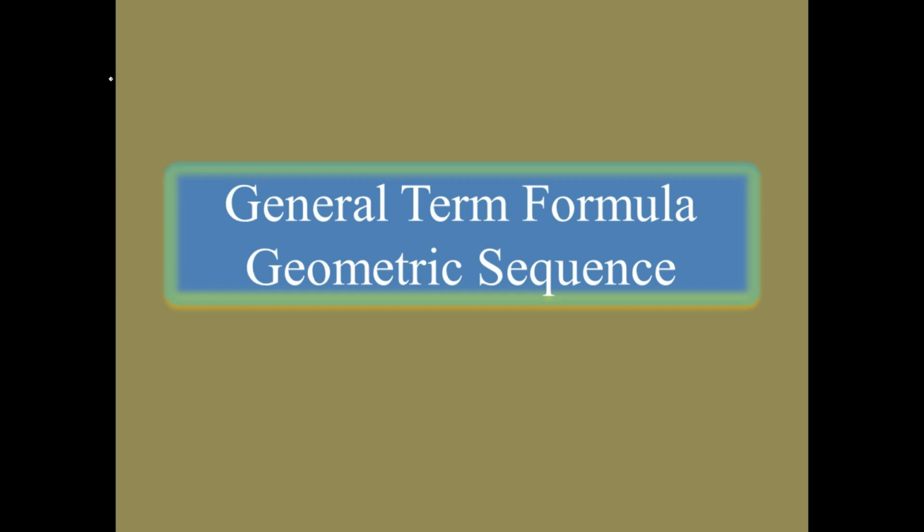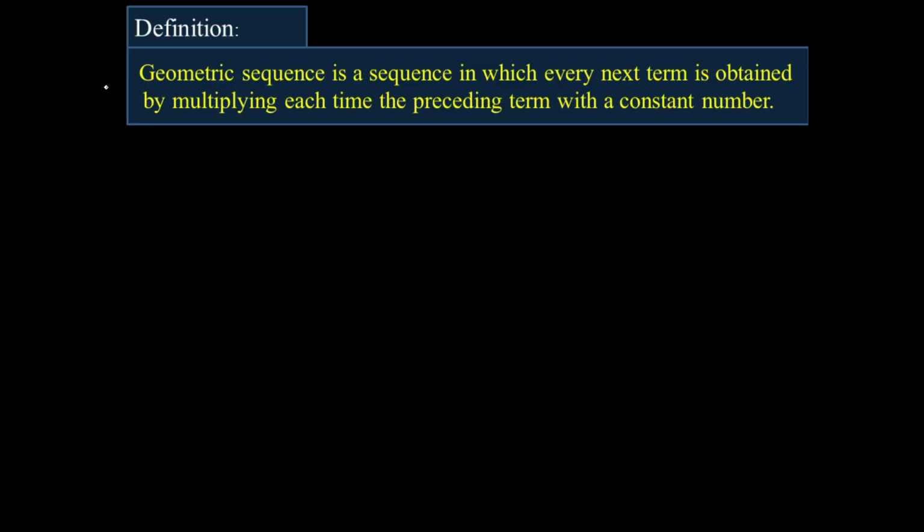Dear students, today we will study a bit more in geometric sequence. We will study the general term formula for geometric sequence. Definition of geometric sequence: a geometric sequence is a sequence in which every next term is obtained by multiplying each time the preceding term with a constant number.